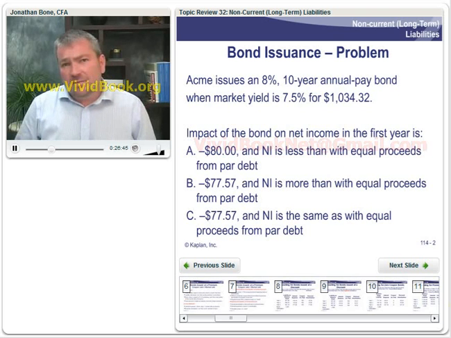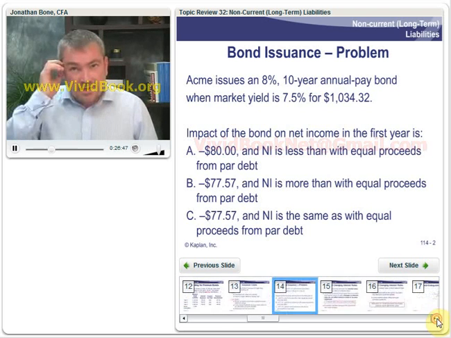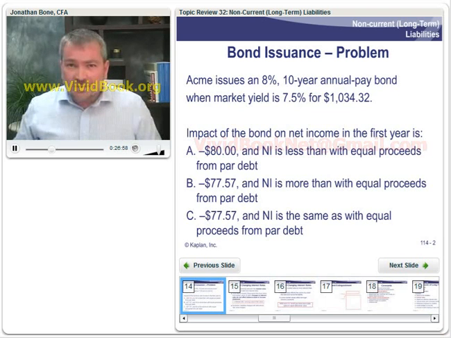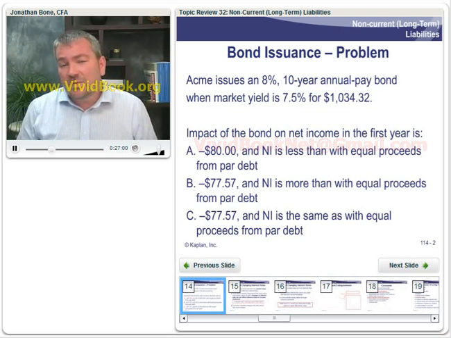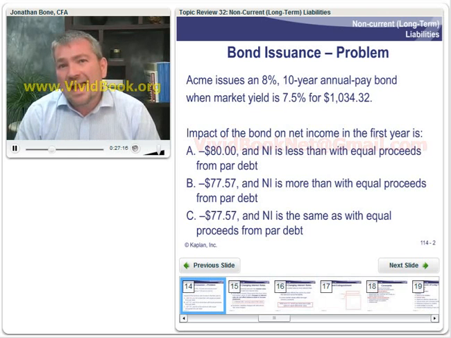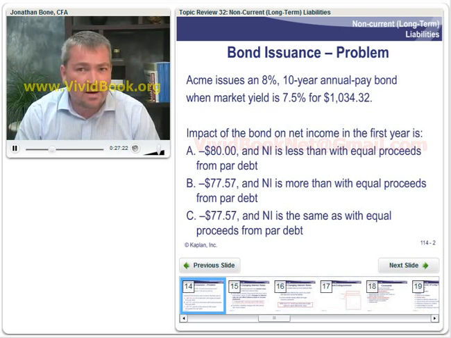Okay, so let's have a look at a bond issuance question. So, Acme here issues an 8% coupon 10-year annual pay bond when the market yield is 7.5% for $1,034.32. First of all, of course, you can see that the yield is below the coupon rate, so it makes sense that this bond trades at a premium. Now, straight away, of course, what I should be thinking is, look, if it's trading at a premium, the interest expense will be lower than the coupon. Why? Because we're going to be amortizing a premium. So given that the coupon would be $80, then I know that the interest expense has to be lower than that. So A can't be right.